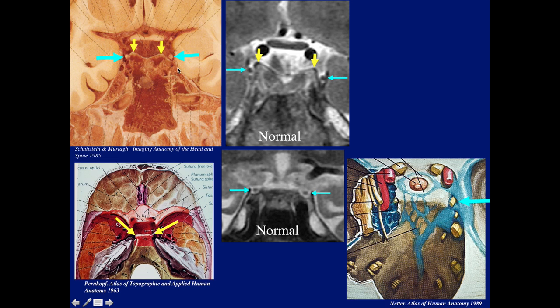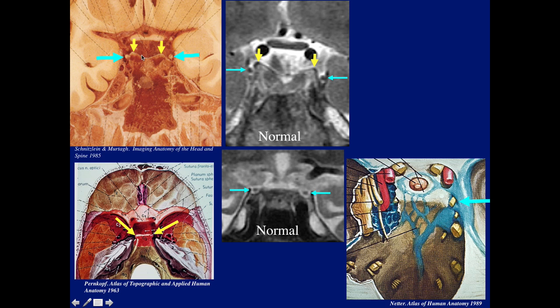So here's a coronal anatomic specimen. This is the dorsum sellae here. These are the two posterior clinoids. A coronal anatomic specimen, exactly this location, shows the dorsum sellae with a posterior clinoid. Notice the two third nerves sitting on either side of the posterior clinoids.